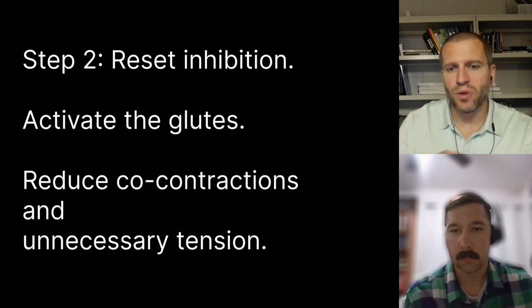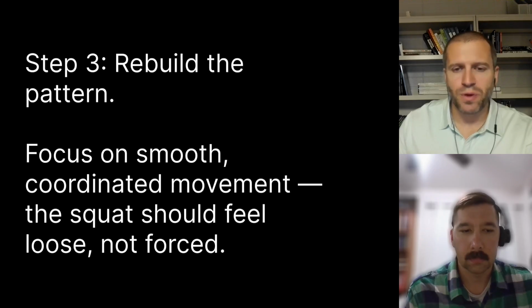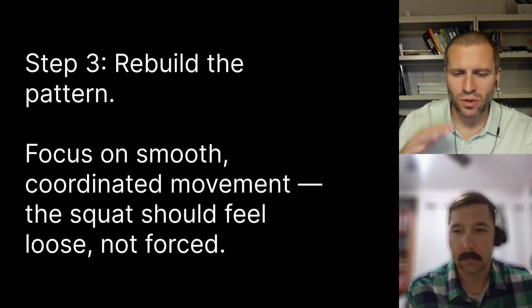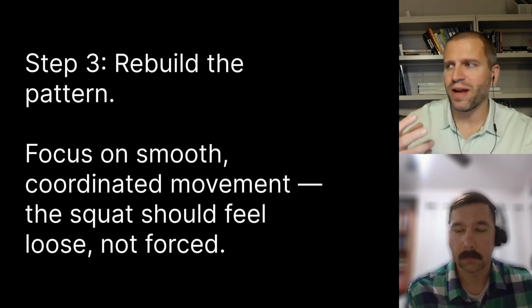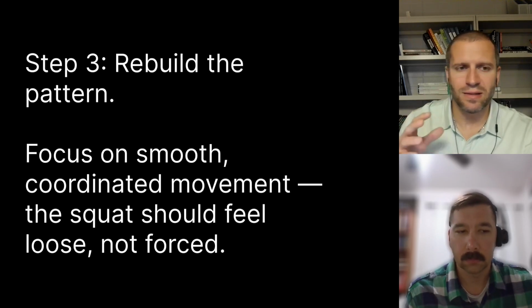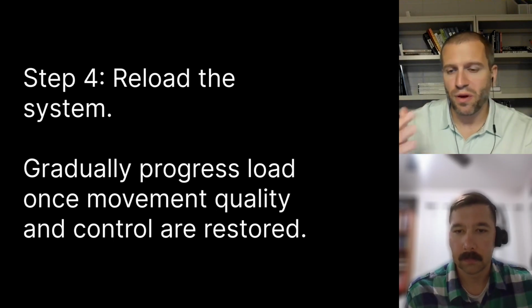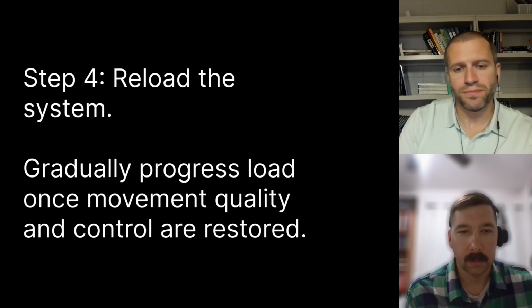After you do all that, you want to reset if there's inhibition present. So wake up your glutes, reduce co-contractions if you're getting them. And then after we're done with that, you rebuild the pattern. Just try to make it as smooth, and I always think as loose as possible, as possible. So it should feel like everything is just performing and you're not getting this excessive tightness that doesn't make sense for the level of activity you're doing. And then after you're done with all of that, get back to progressing your load, reload the system.